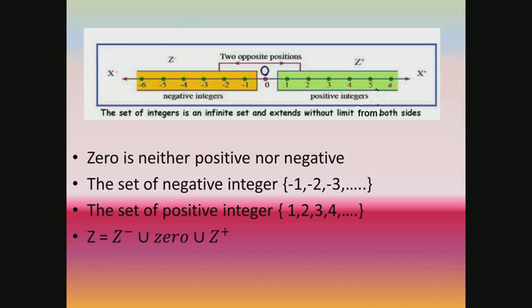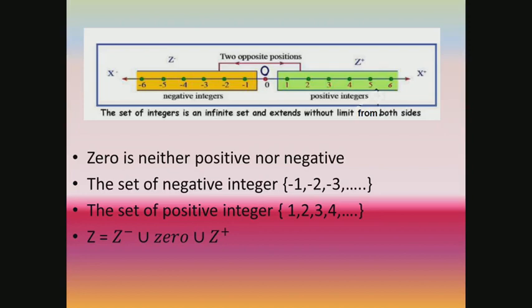So the degree there is denoted by a negative number, like -1, -2, -3, under 0. So 0 is neither positive nor negative. I can't say 0 is positive or 0 is negative. The set of negative integers is -1, -2, -3, and so on. The set of positive integers is 1, 2, 3, 4, and so on.